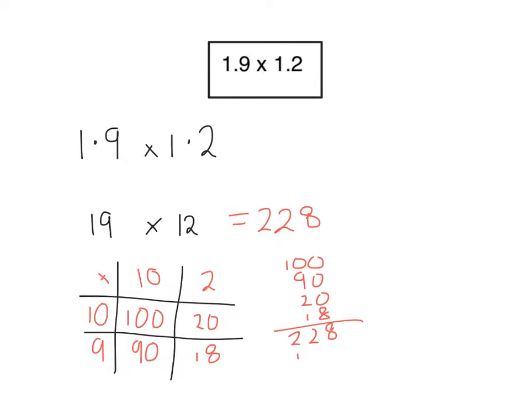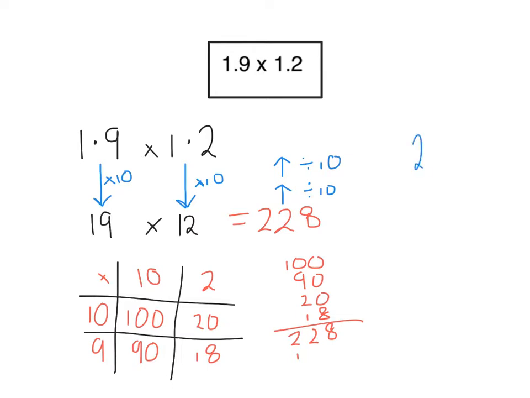Now I need to think, well, what did I do to get from 1.9 to 19? Well, I times that by 10. And what did I do to get from 1.2 to 12? I times it by 10 again. So I times both of those things by 10. I need to undo both of those things. So I need to divide by 10, and then I need to divide by 10 again because we've done it twice. And that should get my answer.